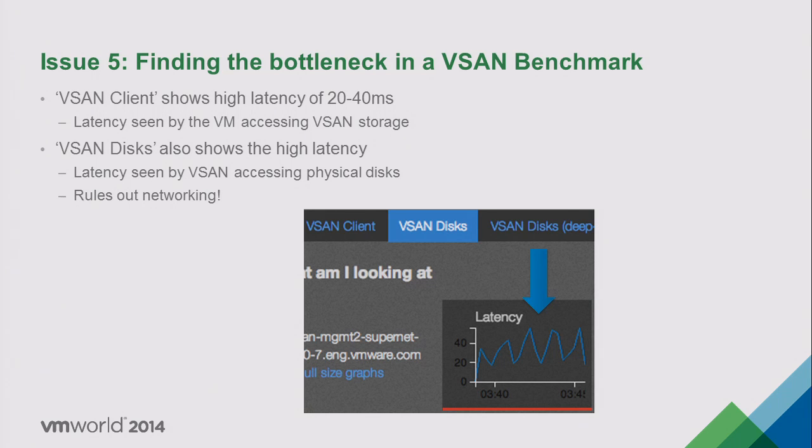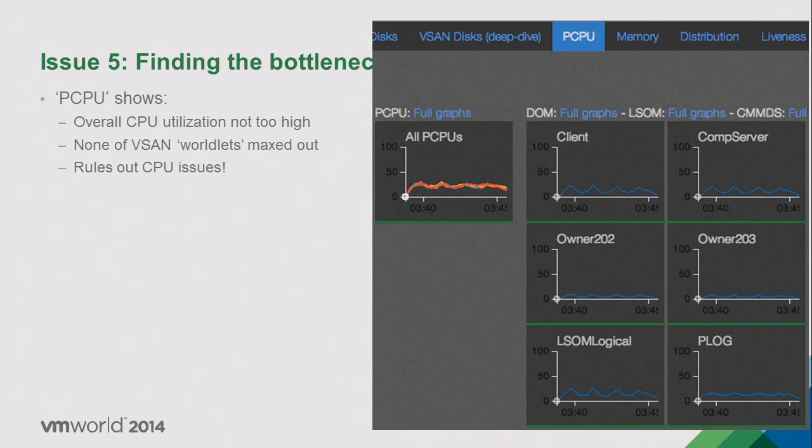Here we don't show how the host and the VM are accessing the storage. Here we see how the host is contributing storage into the cluster. What we see here is that it has the same curve. It has the same latency. It's 20 to 40 milliseconds there. So there's no networking involved here anymore. It's simply accessing the storage. It's having 20 to 40 millisecond latencies. So networking is out of the picture.